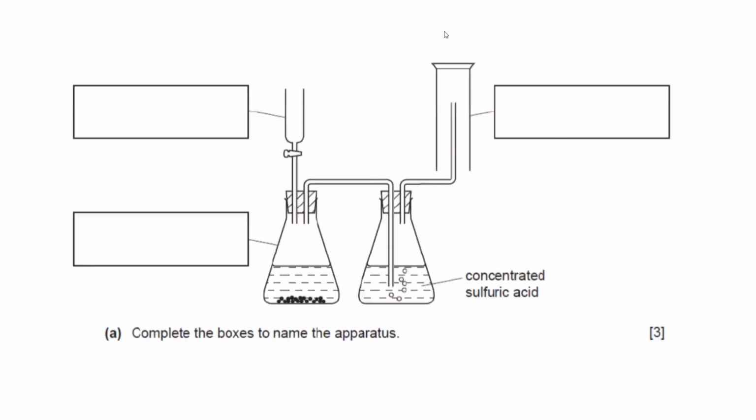So what does it look like? Can you see any markings on this? So there is no marking. If there's no marking, it's not a measuring cylinder. Actually, it's a gas jar, or you can also say gas tube, but a better word is gas jar.